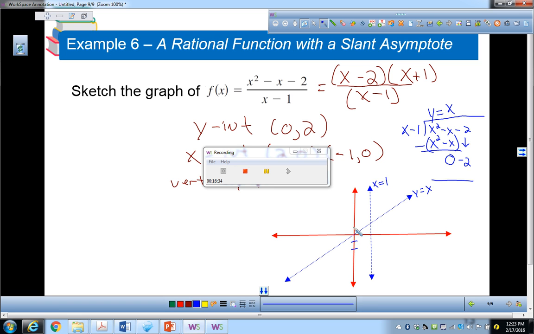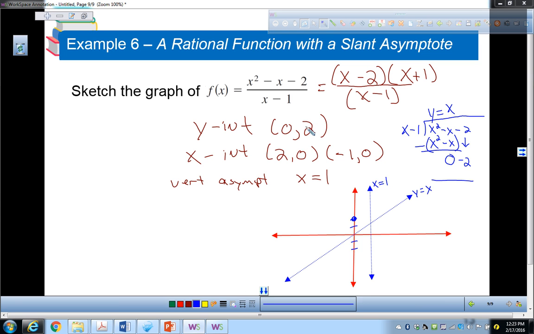At 0, +2. 1, 2. Okay? So there's my y-intercept. And then x-intercepts at 2, 0 and at -1, 0. So 2, 0 is somewhere over here, and -1, 0 is over here. So using this, anyone want to tell me what my graph looks like? You don't even have to plug in any points.